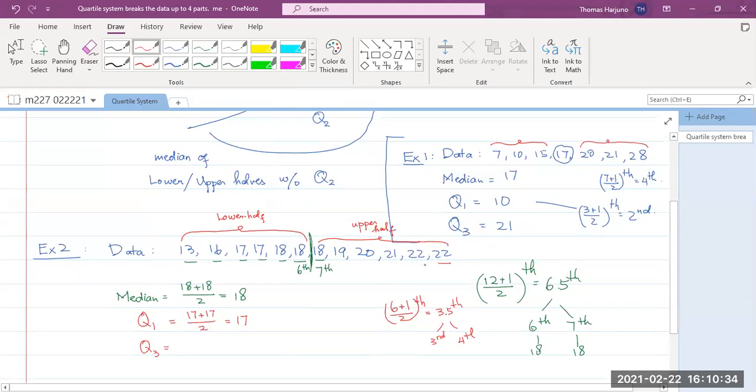Data number 3.5 from the top. So this is the third from the top, and this is the fourth from the top. Okay, so there will be 20 plus 21 over 2. That will be 20.5.